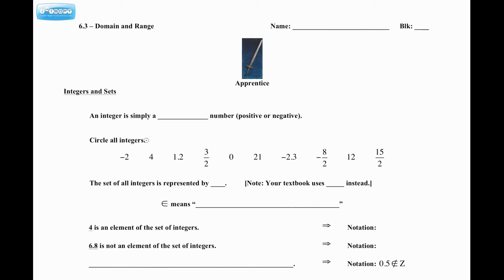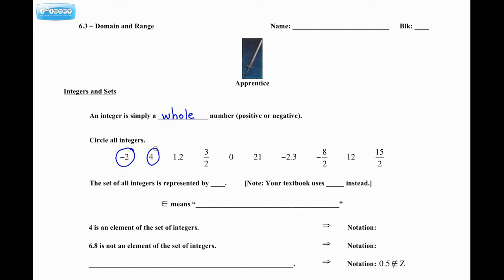So first of all, an integer, it's simply a whole number. So no decimals, no fractions. But it can be positive or negative. Okay, so 5 is an integer, 10 is an integer, negative 4 is an integer. They're whole numbers, but they could be positive or negative. Okay, so I have a bunch of numbers here. I want to circle all of the integers.